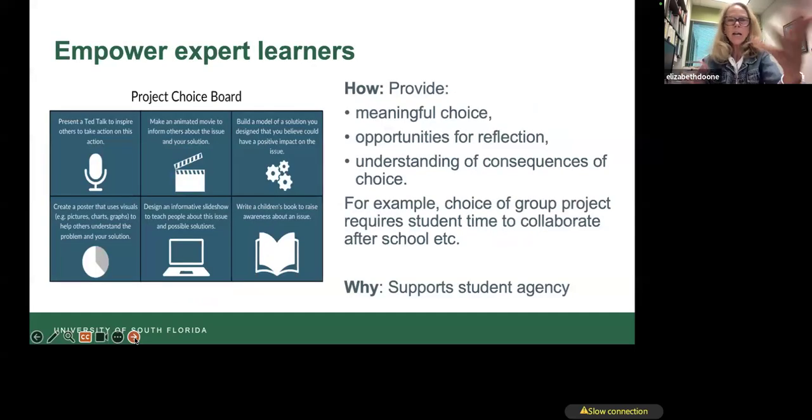And you actually said, here, I have a choice board. Choose how you want to present this material. Do you want to do a drama? Do you want to write something? These are all important to include. That, again, empowers the learners, builds student agency.